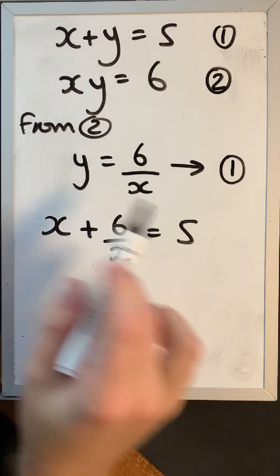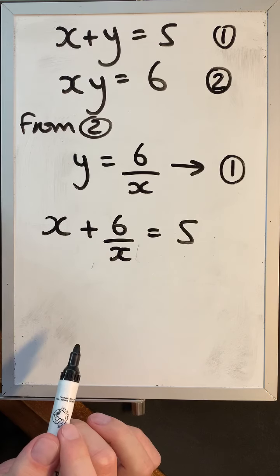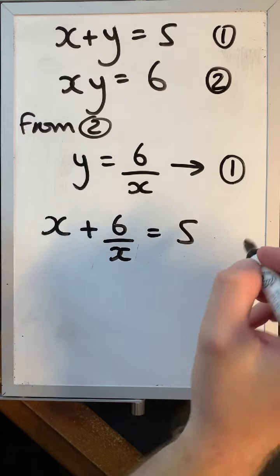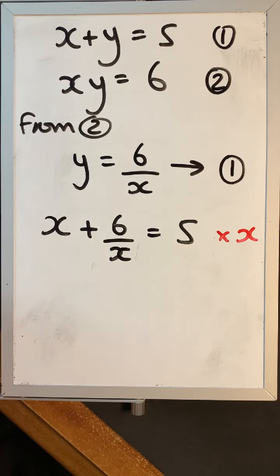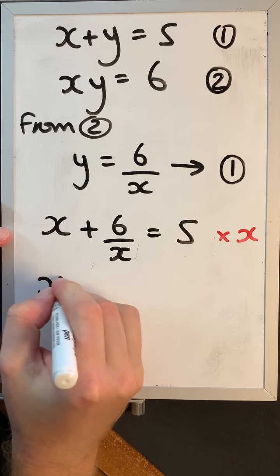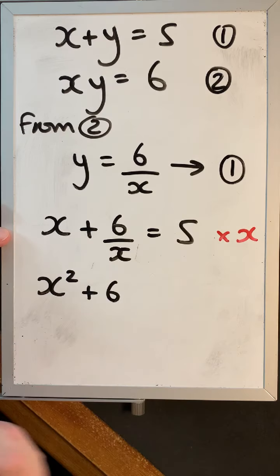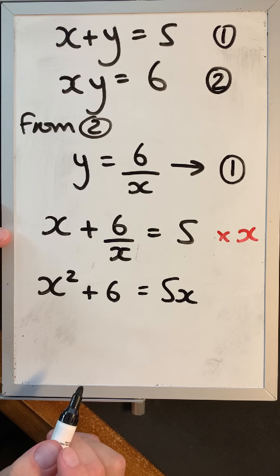Now, in order to solve something like this then, we want to get the x off the bottom of this fraction. So what we're going to do is multiply everything by x. Okay, multiply everything by x. So what we're going to end up with then, x squared. 6 over x times x is just going to give us 6. Yeah, the x is on the top and bottom, we're going to cancel. And on the right then, we've got 5x.